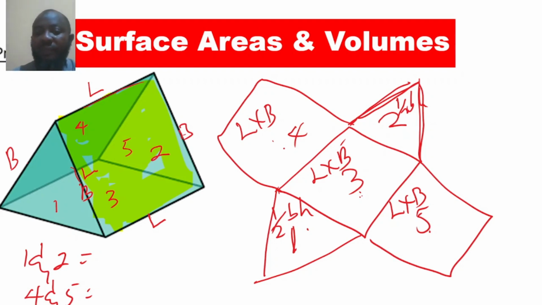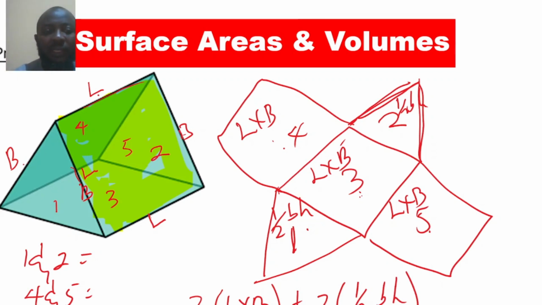So for us to now write this out, it will be 3 into length times breadth, because we have 3 here. Then plus 2 into half base times height. It depends on the sizes here. So that's why this one will be this. Then this one is constant.